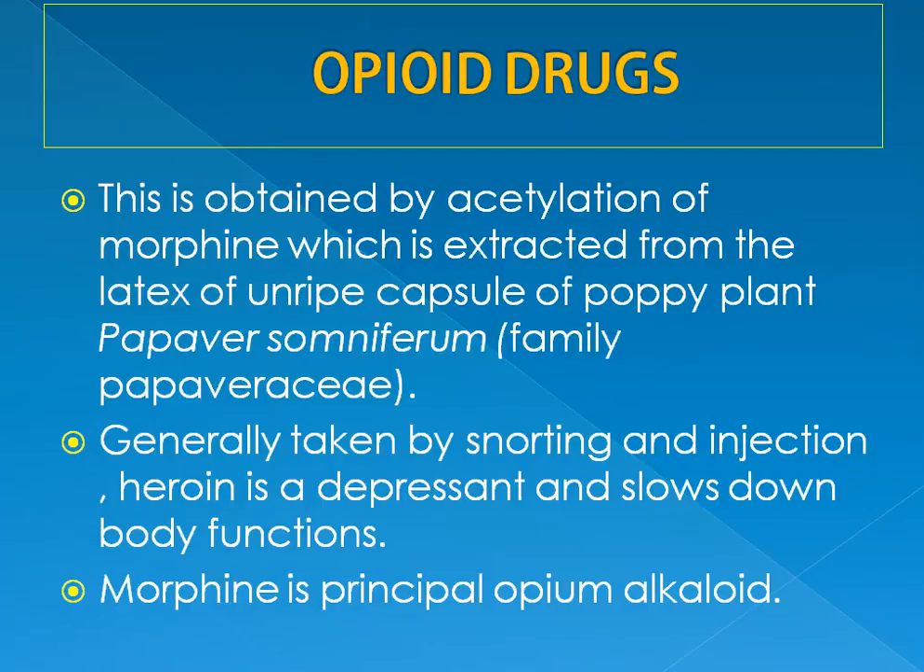It is obtained by acetylation of morphine, which is extracted from the latex of the unripe capsule of the poppy plant, that is Papaver somniferum, family Papaveraceae. It is generally taken by snorting and injection. Heroin is a depressant and slows down body functions. Morphine is the principal opium alkaloid.